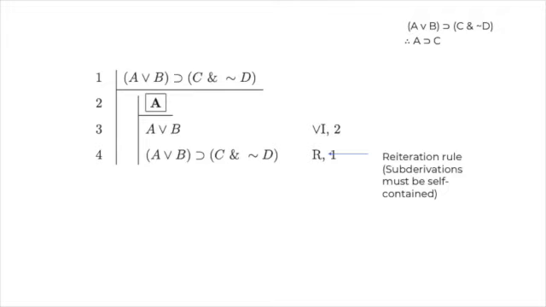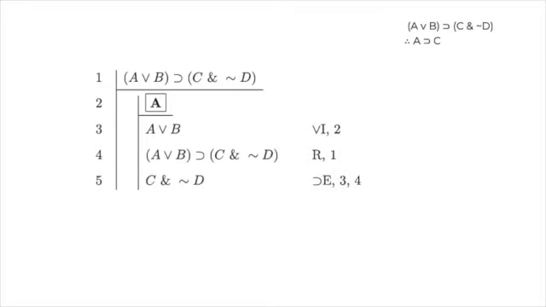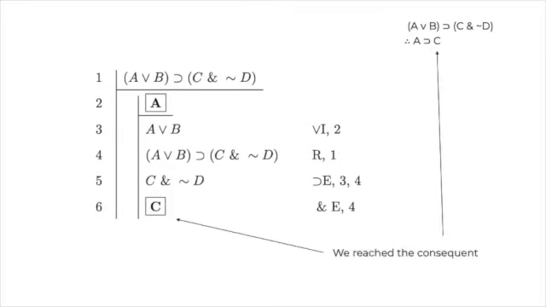But once we do that, we can keep all our proceedings nice and cozy inside our subderivation, so we get C and not D by conditional elimination from 3 and 4. And by conjunction elimination in 5, we get 6. But by doing so, we have reached the consequent we wanted to derive, so we've reached our destination.